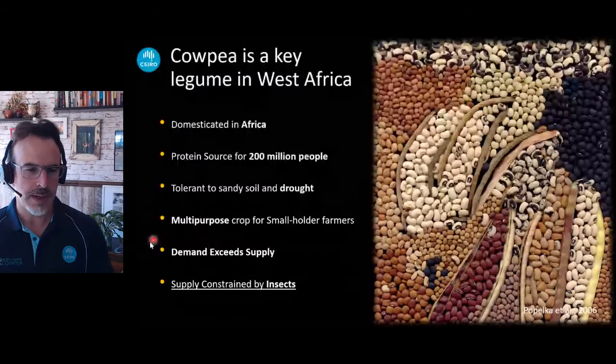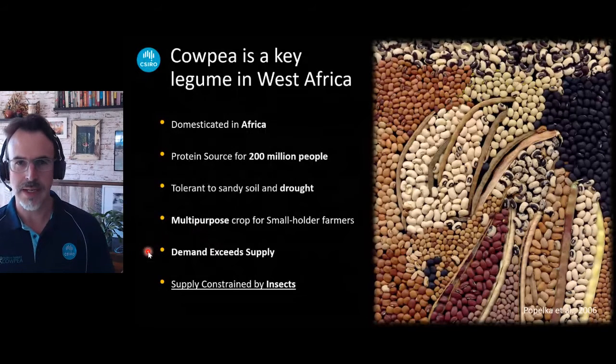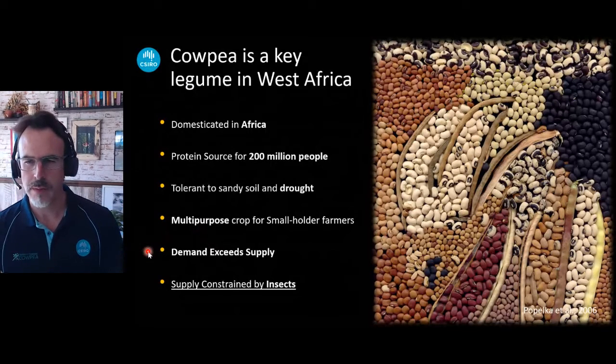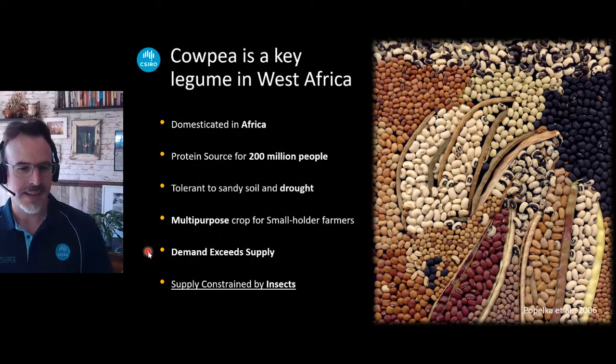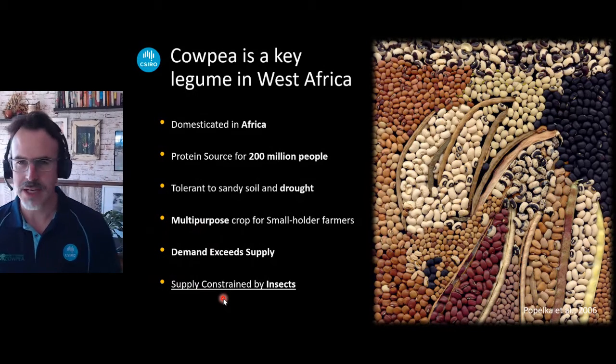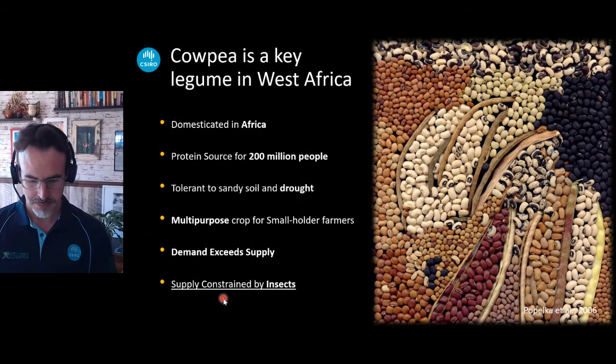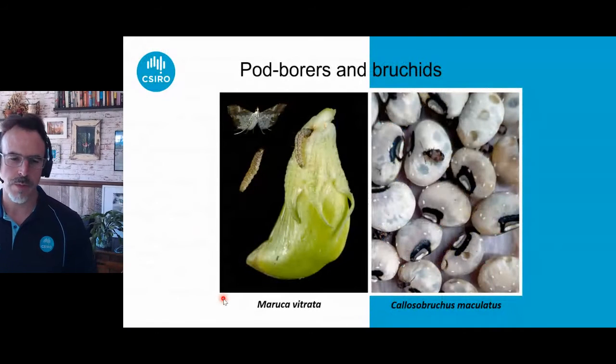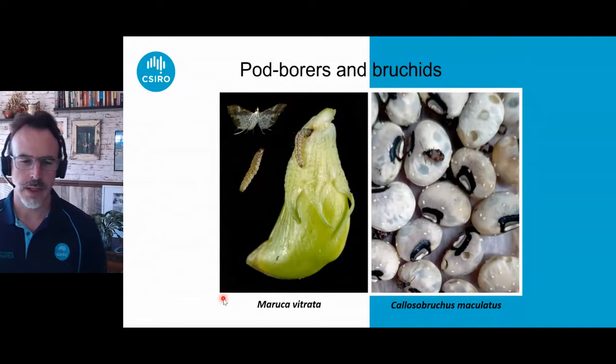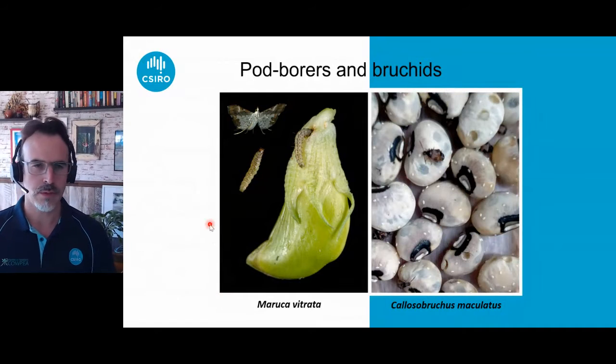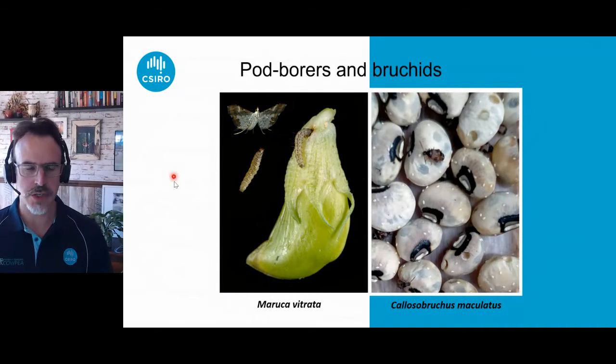But there's a problem, and that is that the demand for this crop really exceeds the supply. One of the main reasons for that is that there are some major insects that constrain the production and yields in this species. So there are two major problems, two pests that affect the crop at different stages. One is the pod borer. This is a lepidopteran that burrows into the flowers and eats the fruits when still green.